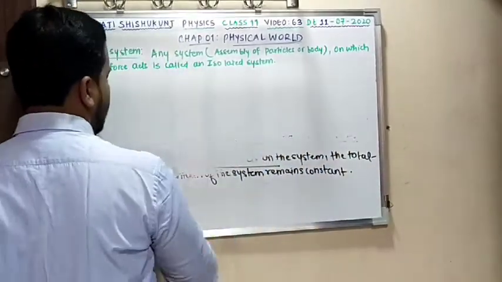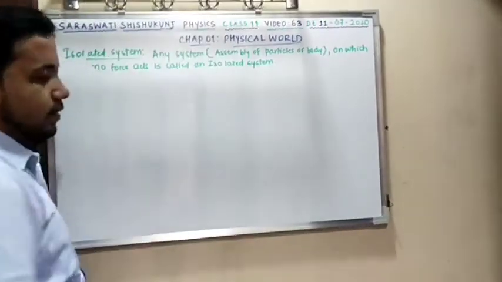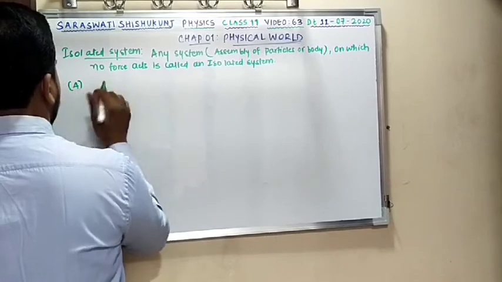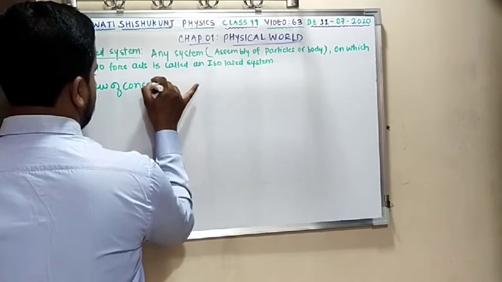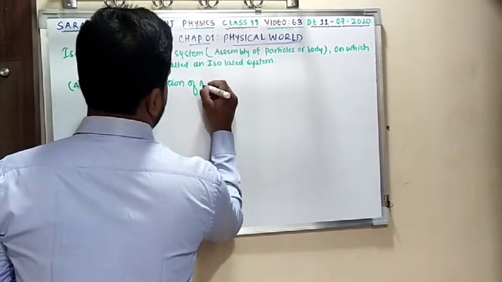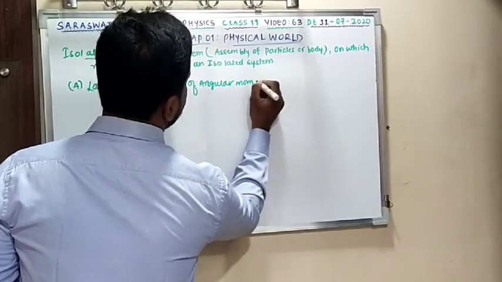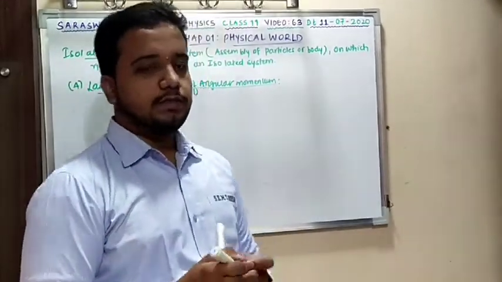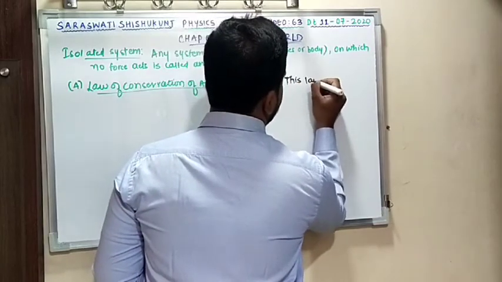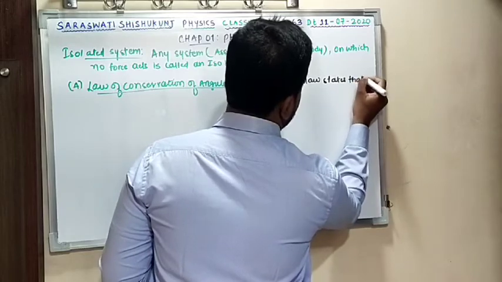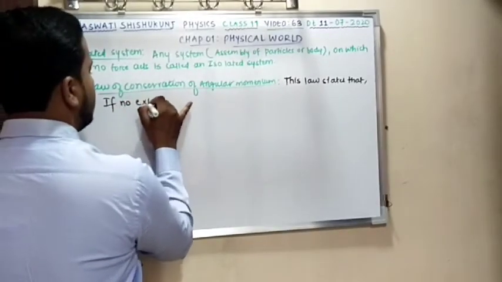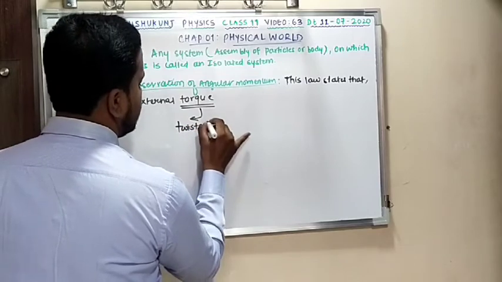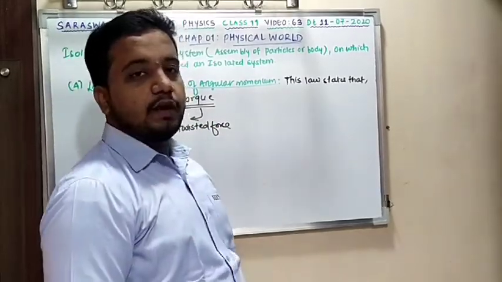The law of conservation of angular momentum is our last law of these four fundamental laws, or basic laws in nature. Clear? In linear momentum, I said that if no external force acts on the system; here, if no external torque acts on the system. So you can write over here, this law states that if no external torque. Here the question arises, sir, what is torque? Torque is nothing but twisted force, responsible for the angular motion of an object.